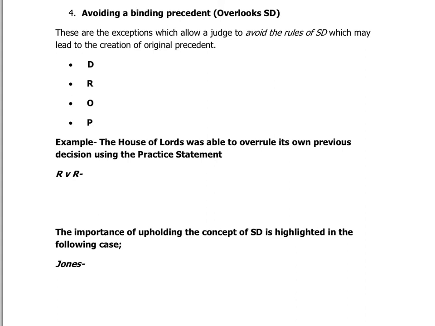So tell me how avoiding links to stare decisis, then tell me each type with a simple definition, so literally a line, and then use the case examples that link to stare decisis. Right? So a couple of examples then.